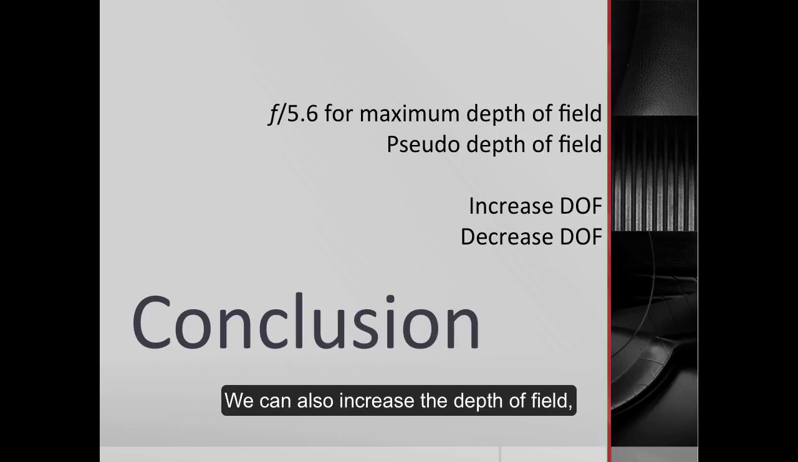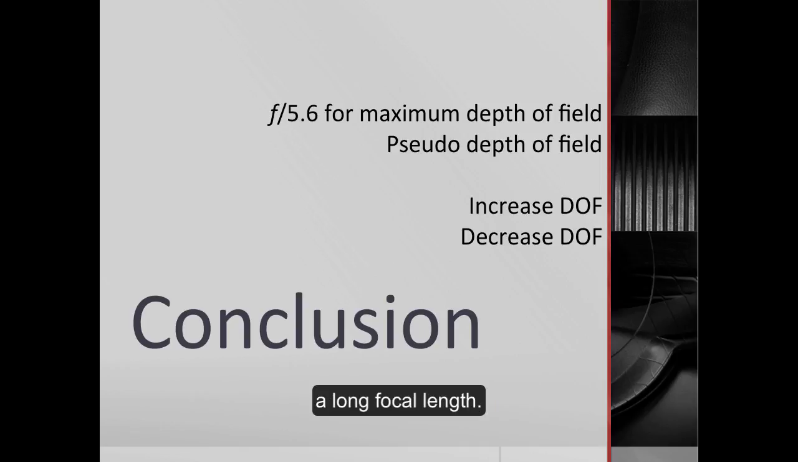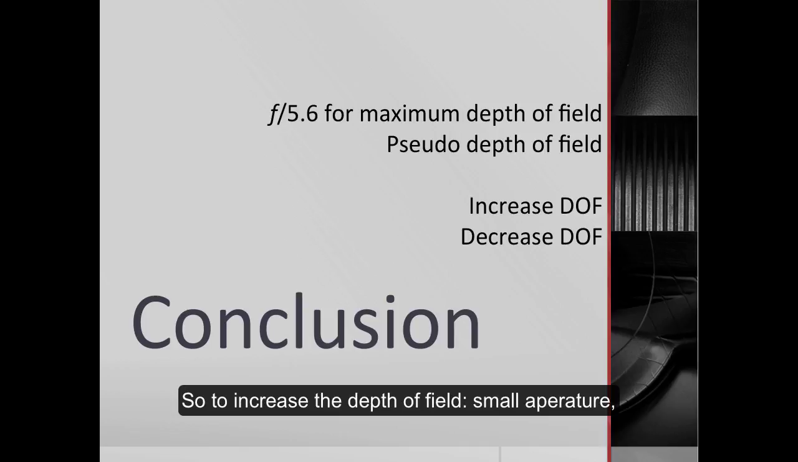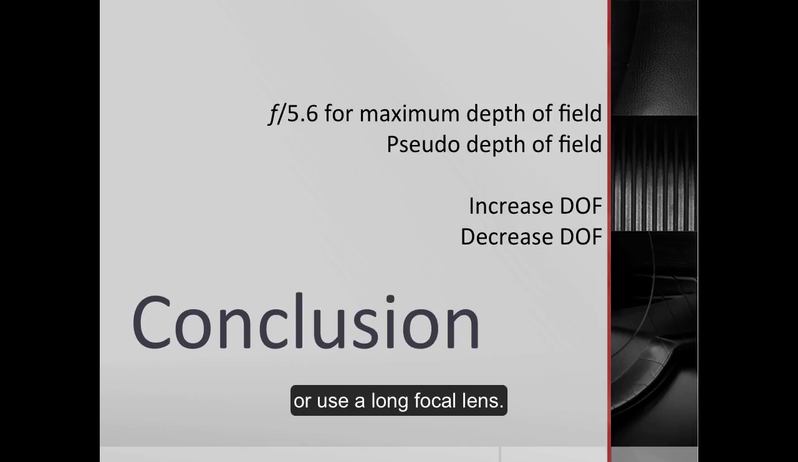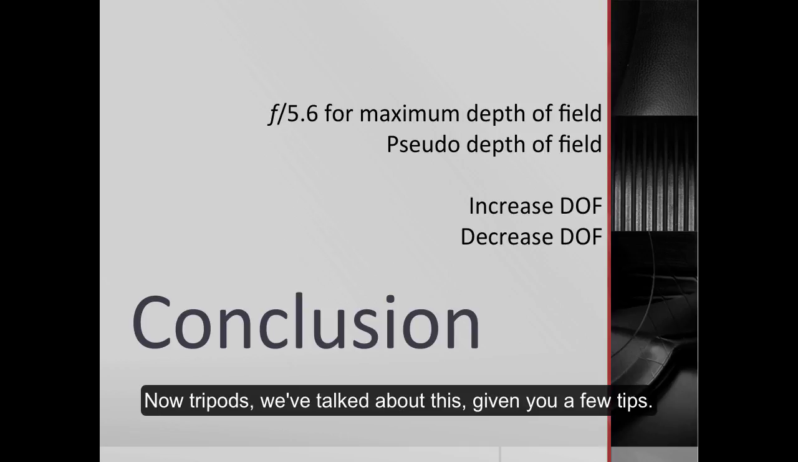We can also increase the depth of field or appearance of it by using a small aperture, moving away from our subject, or using a wide angle lens. We can decrease the depth of field or the appearance of it by using a large aperture, moving closer to our subject, or using a long focal length. So to increase the depth of field: small aperture, move away from the subject, or use a wide angle lens. To decrease the depth of field: large aperture, move closer to your subject, or use a long focal lens.